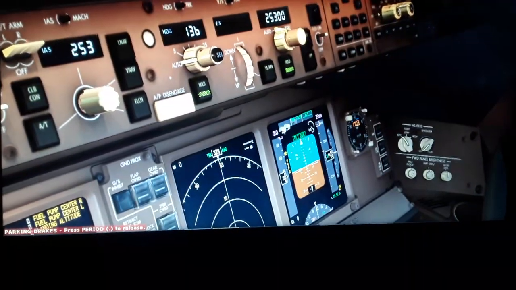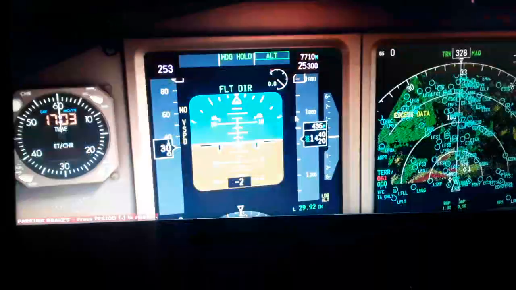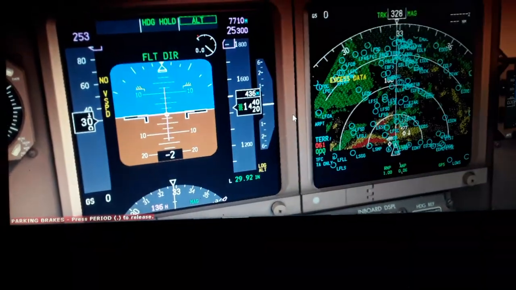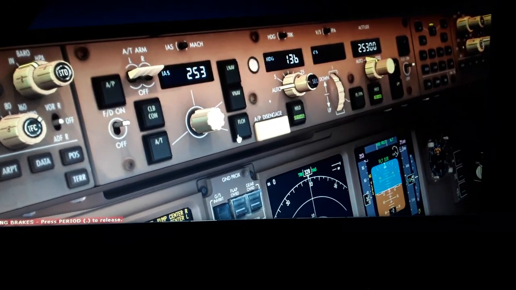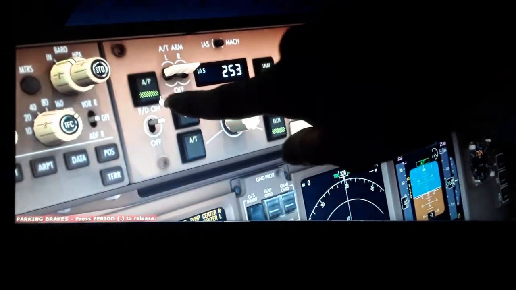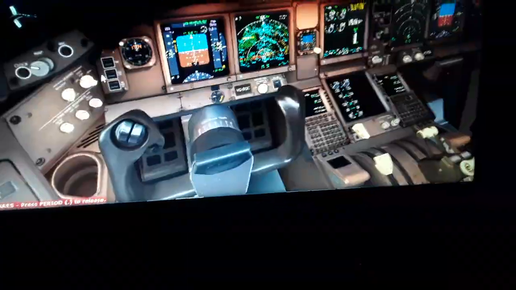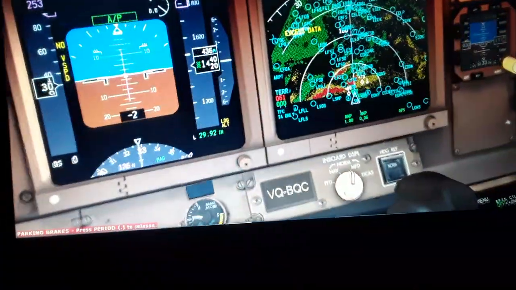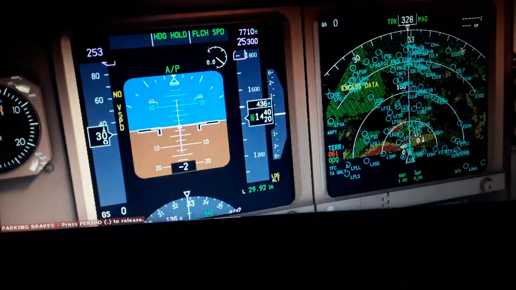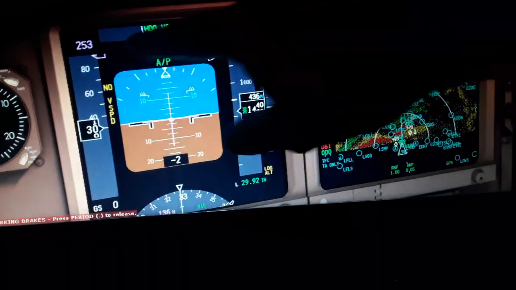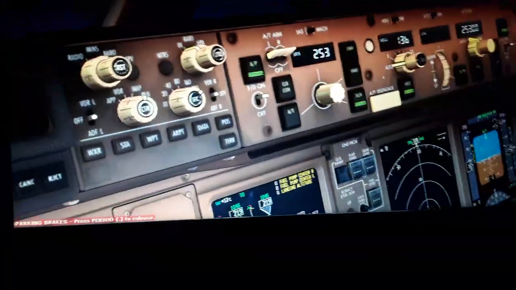We can use both flight director off and on. So we have the altitude and the heading hold now. We can use also the autopilot on. You will see the autopilot is on now with this mode, the flight level change and the heading hold, and this target airspeed, target altitude, and we can use also autopilot off.